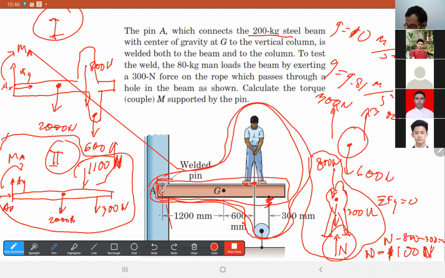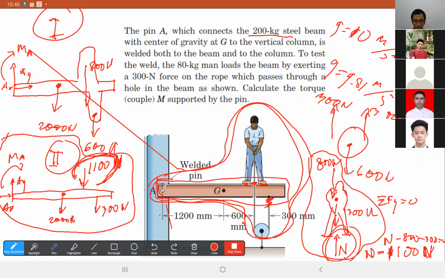So here is supposed to be action and reaction. The man is getting 1,100 up by the beam. The beam is getting 1,100 newtons down by the man. You get it? That's why I draw it this way. Even though here N is going up, but here N is supposed to be going down. Why is N going down here? Because it's action and reaction. You get it, Matthew? Yes, sir, I do.